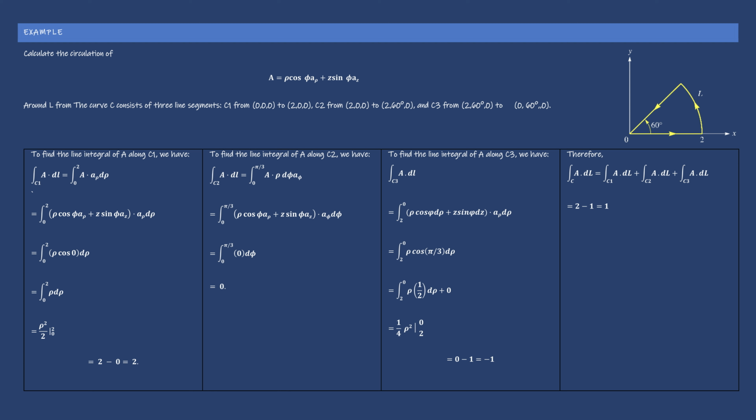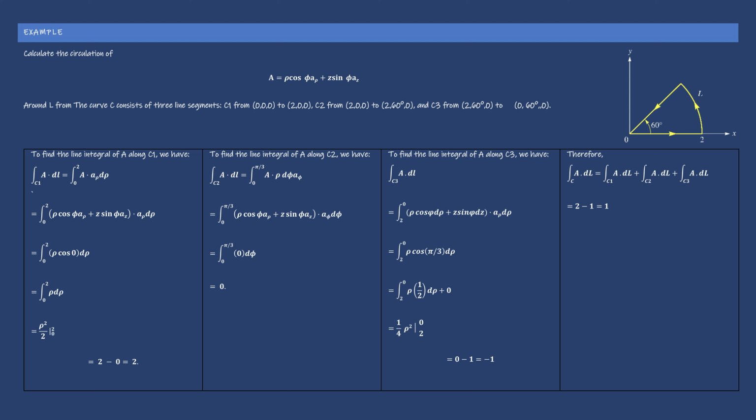The differential vector along C2 is a small change in phi times rho times the unit vector a phi. The dot product of A and the differential vector is 0 because the vector field does not have a phi component. So the line integral along C2 is equal to 0.